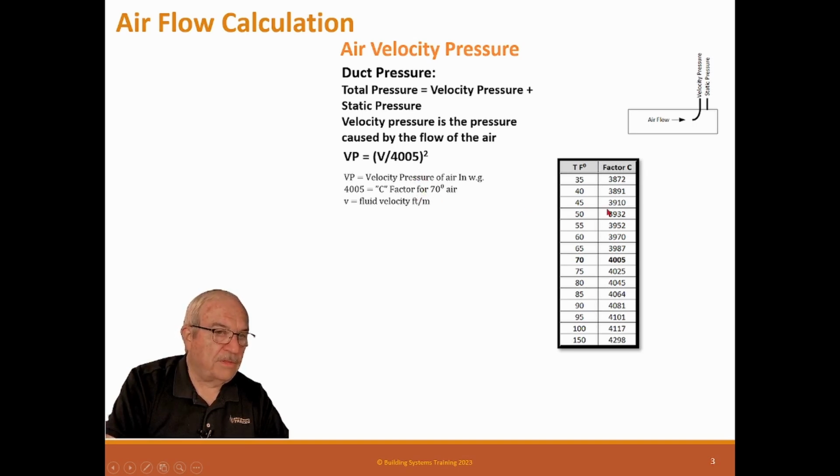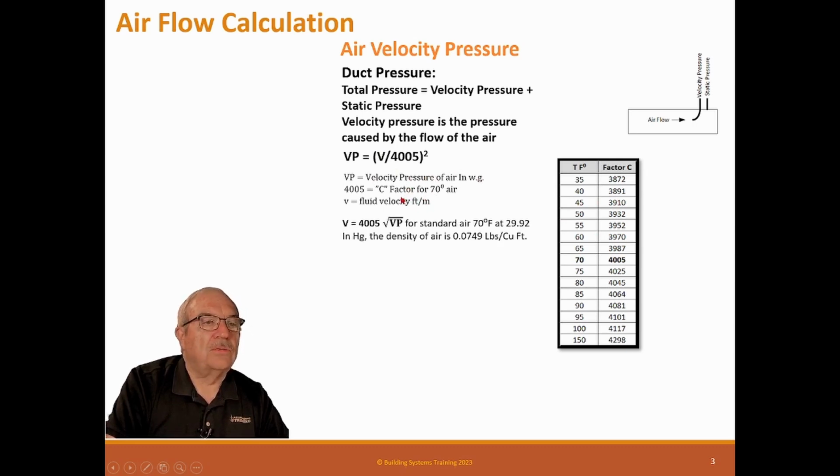And here's the table for that. So if you have 100-degree air, it's actually 4117. So it's a larger number. If it's colder air, it's a smaller number. So that's how you can make this more accurate when you do it. But most of the time in air conditioning, the 4005 is a good number. So if you want to just find the velocity, it's 4005 times the square root of the velocity pressure. So there's how both of those work.